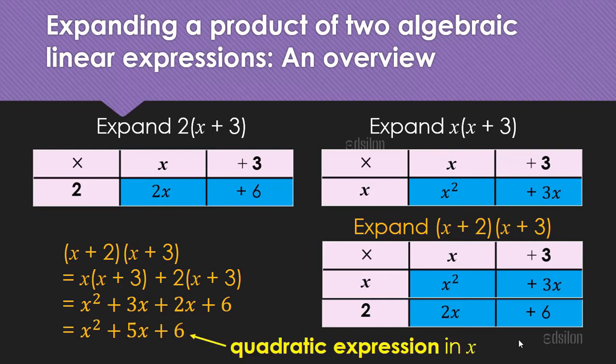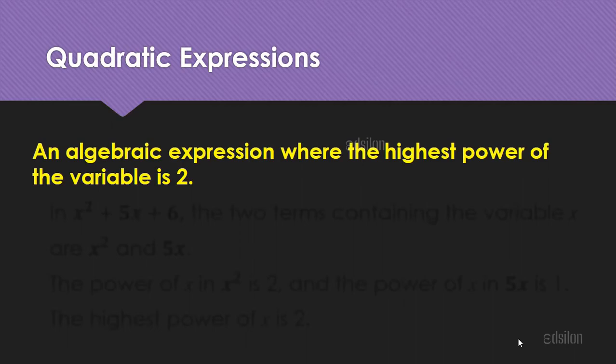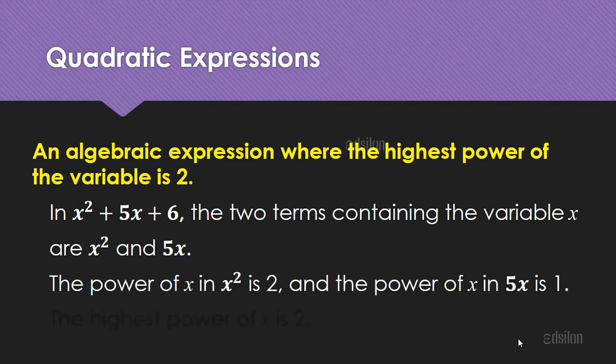The result is a quadratic expression in x. What is a quadratic expression? It is an algebraic expression where the highest power of the variable is 2. In x squared plus 5x plus 6, which you saw in the previous slide, the two terms containing the variable x are x squared and 5x. The power of x in x squared is 2, and the power of x in 5x is 1. So, the highest power of x is therefore 2. This is why x squared plus 5x plus 6 is a quadratic expression in x.